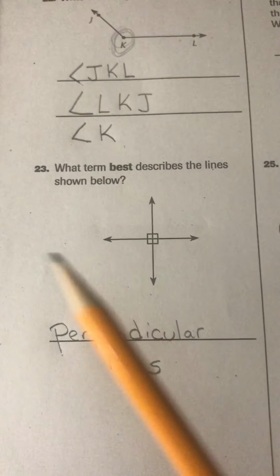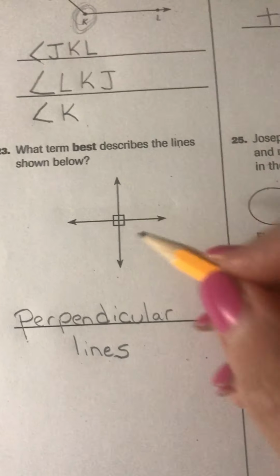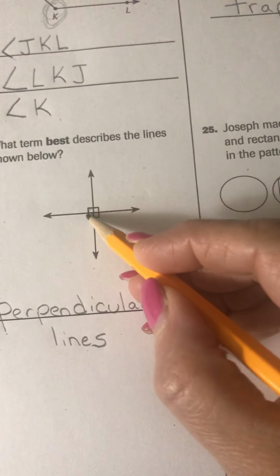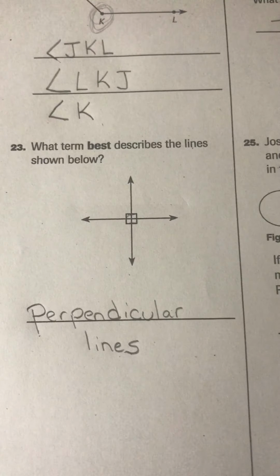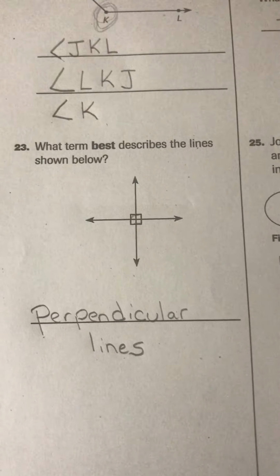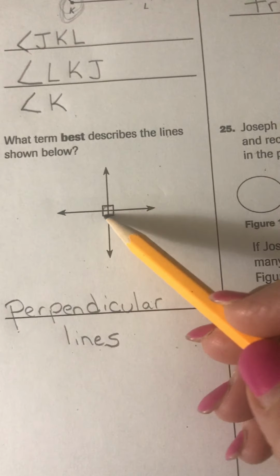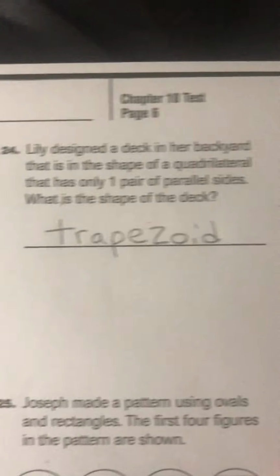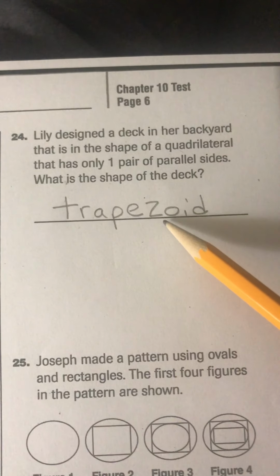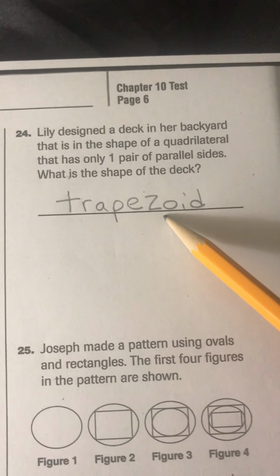Next one, number 23. Which term best describes the line shown below? And of course, they're meeting and they're forming 4 right angles. Those are called perpendicular lines when they do that. Otherwise, if they crisscross but they didn't form the right angles, they would just be considered intersecting lines. And number 24, she was designing a trapezoid.